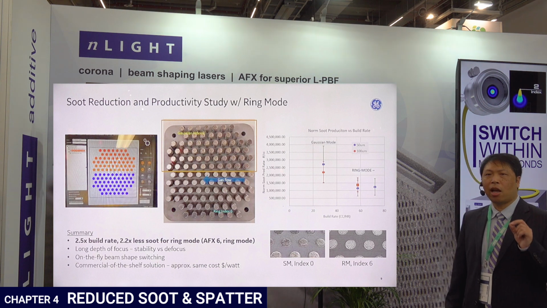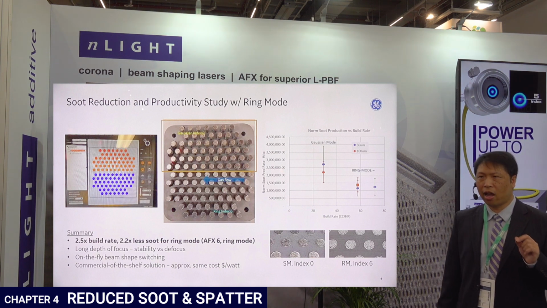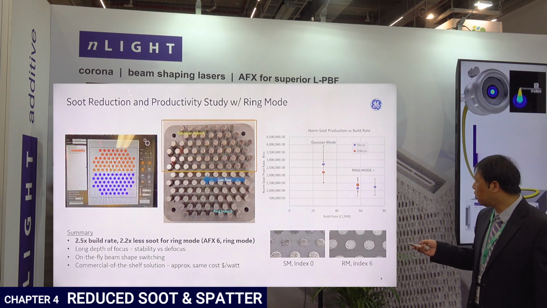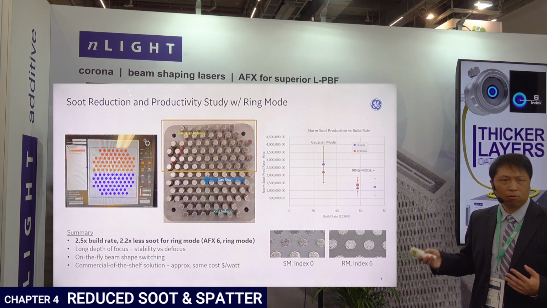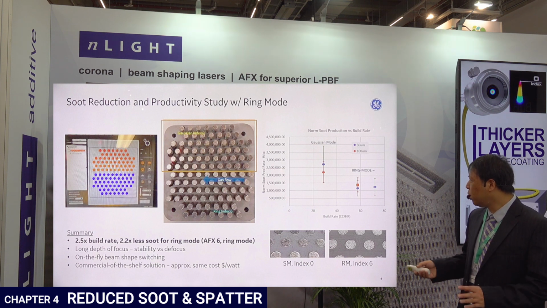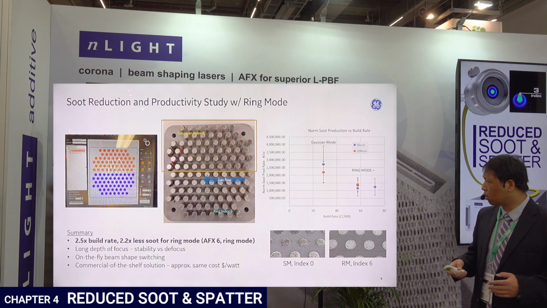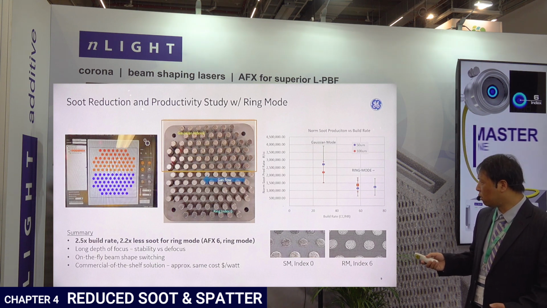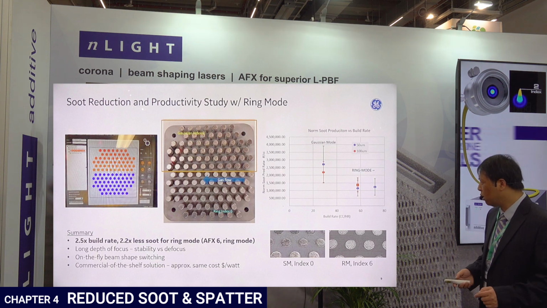So we have a significant reduction of feedstock contamination due to beam shaping. We can actually collect the soot, we can measure the soot particle count during the printing in real time. From our study, we see almost 50% soot reduction, with way higher power. So our speed, we can show about 2.5x faster than single mode. We go to insert number 6, and the soot is about 2.2x less. I think it's about 40% of the original level.